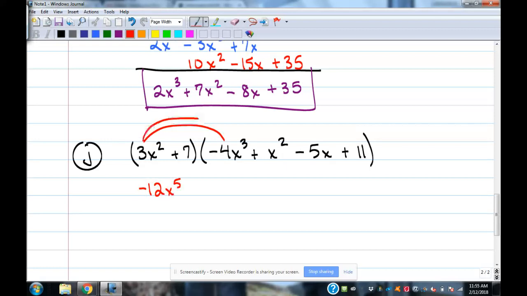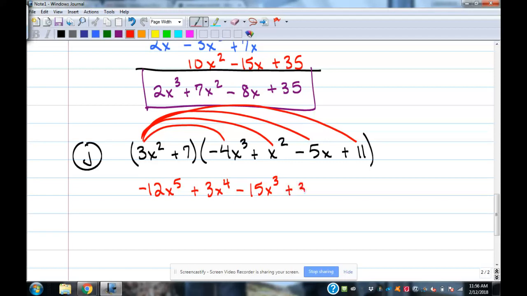Okay, keep going. Good job. Negative 15x to the third. Squared, right?